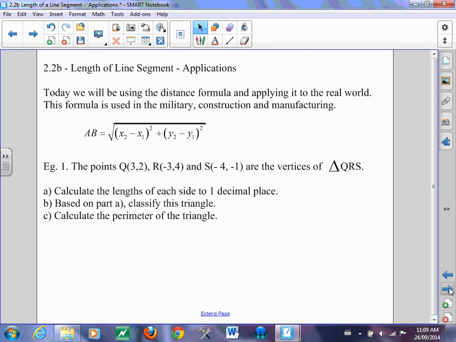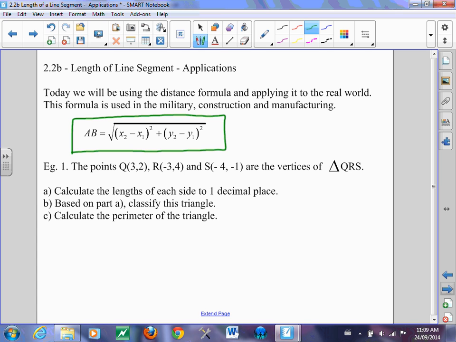So today we're taking a look at applications of the line segment. We'll be using the distance formula or the length formula that we used yesterday. And remember that this is used in the military, construction, manufacturing, etc. Here is example 1. The points Q, R, and S are vertices of a triangle QRS. Calculate the lengths of each side to 1 decimal place.